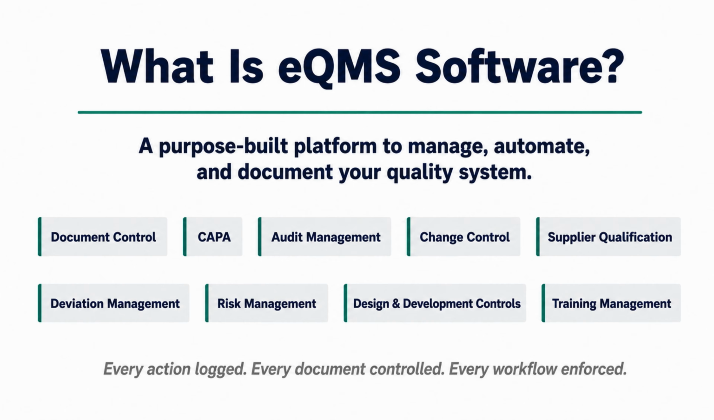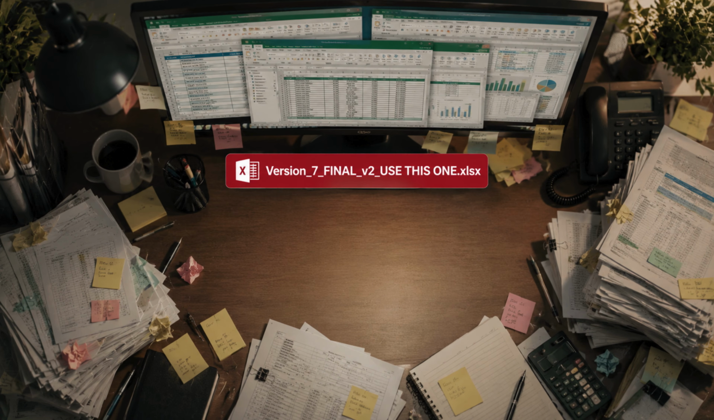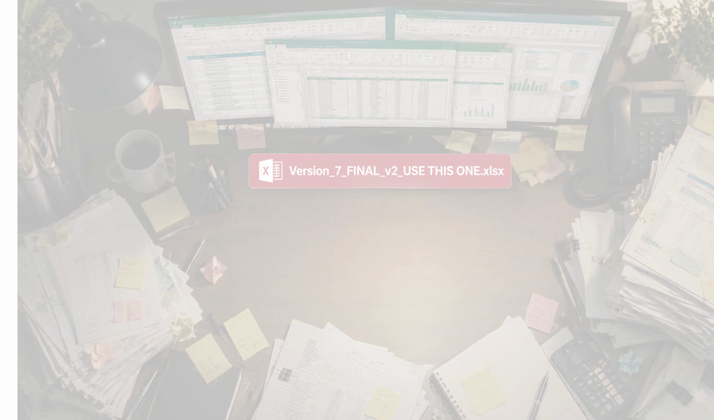Unlike a spreadsheet-based approach, an eQMS centralizes all of these processes in a single, validated environment. Every action is logged, time-stamped, and traceable. Every document has a controlled revision history, and every workflow is automated. The system enforces your quality processes, not the memory of individual employees. So why can't a spreadsheet do this? Here are 5 specific reasons.